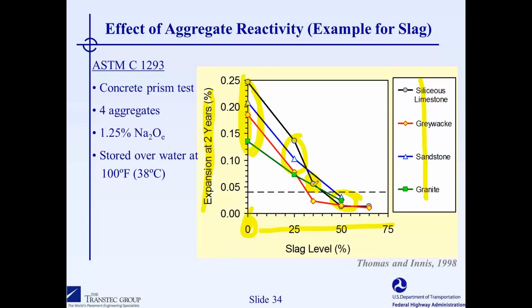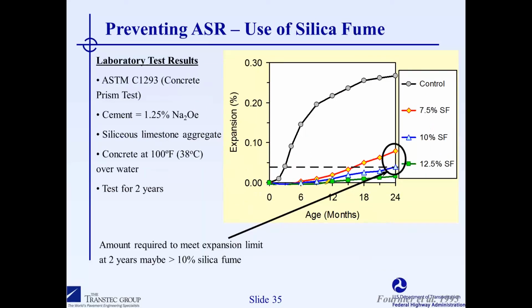Well, silica fume, again, it depends on how much you use, and you need to use a certain amount to control ASR, of course. Again, we have expansion versus age. Here's our control sample. What we're finding here is that the level of silica fume that's typically used in construction when silica fume is used on its own, 7.5% or so, is not quite enough. In fact, 10% might even be borderline.